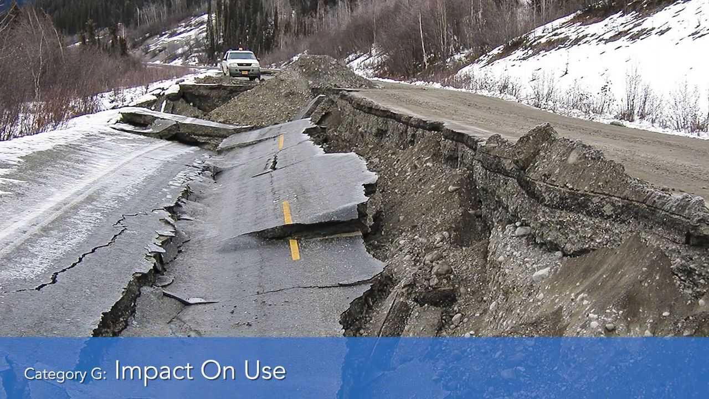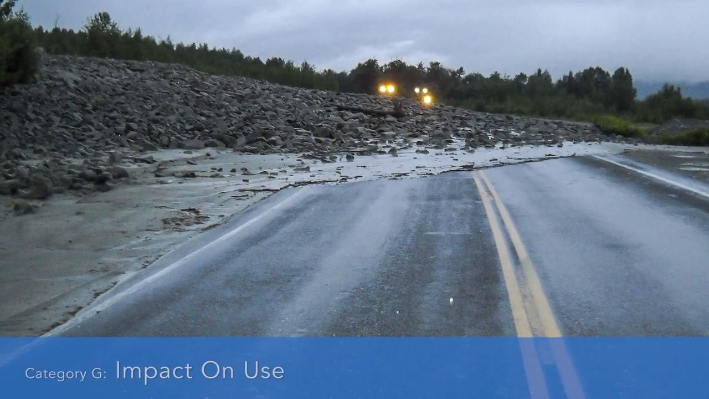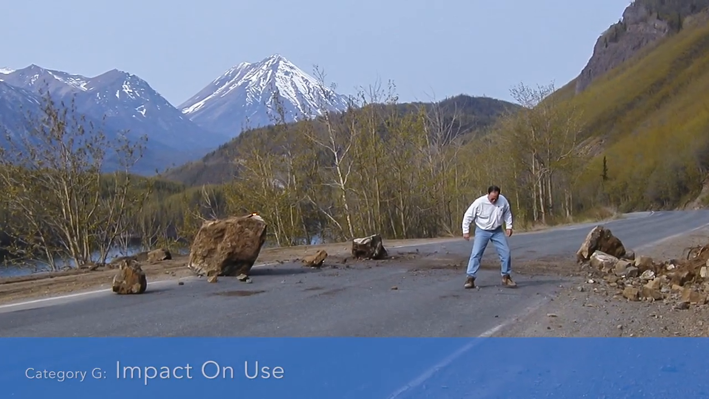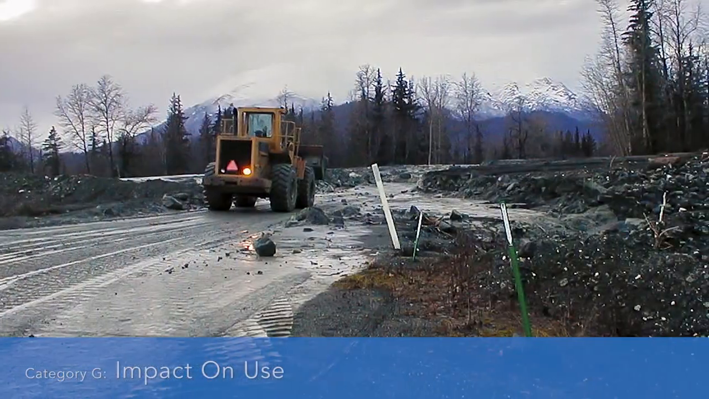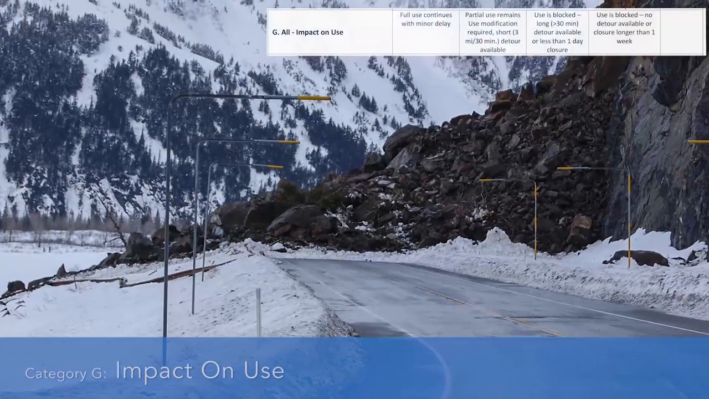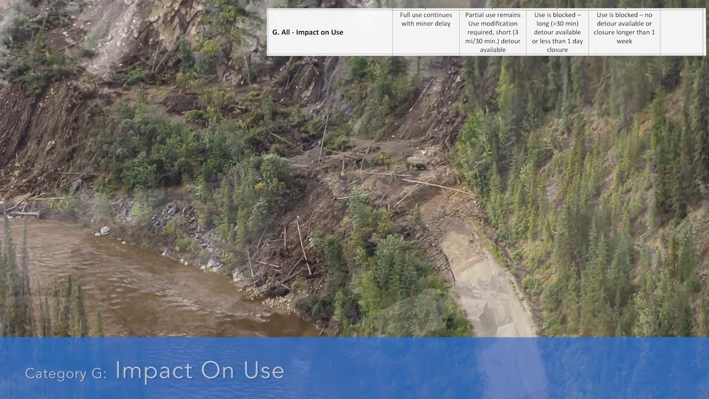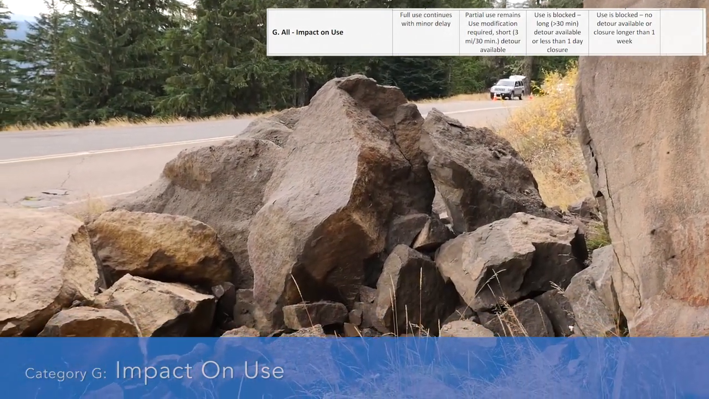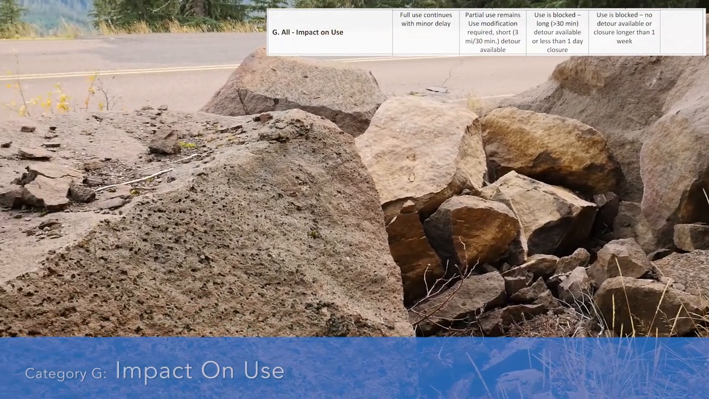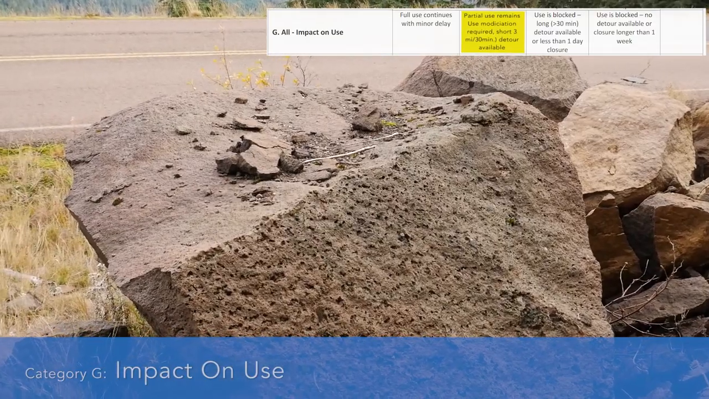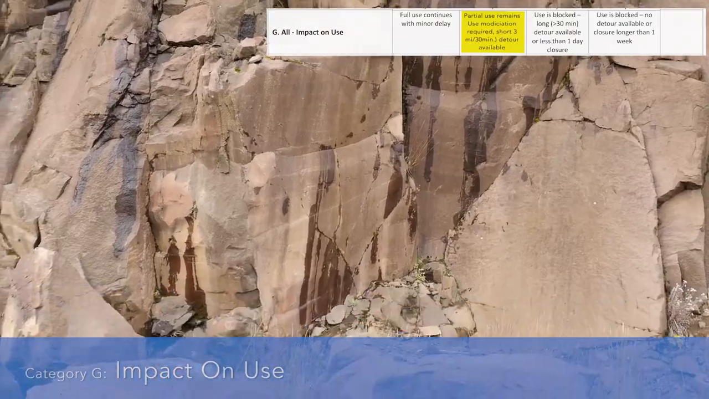Category G is the first preliminary rating category that applies to both landslides and rockfalls. This is intended to measure or approximate the impact on traffic should a probable event occur at the site. It should take into account the history of the site, the availability of a detour, and also maintenance input. At this site here, based on the rockfalls in the past, I would estimate that it would be rated as a partial use remains, use modification required, and a short 30-minute detour may be available.